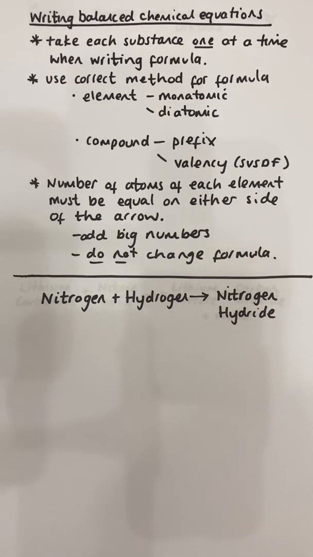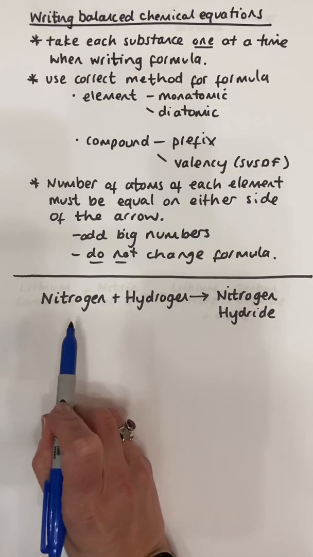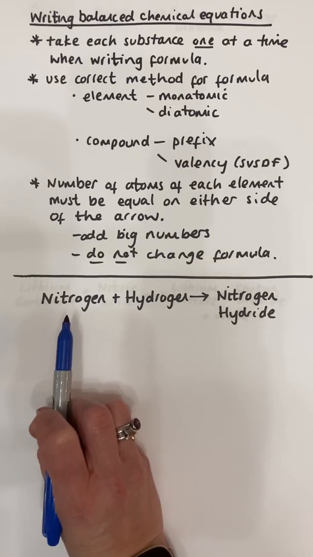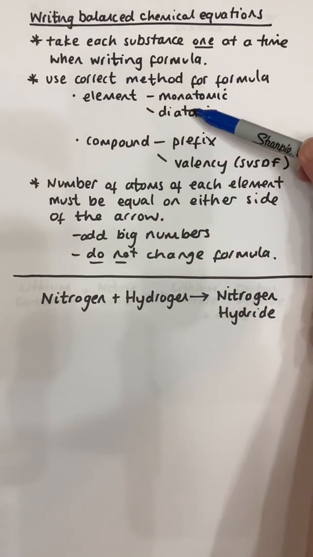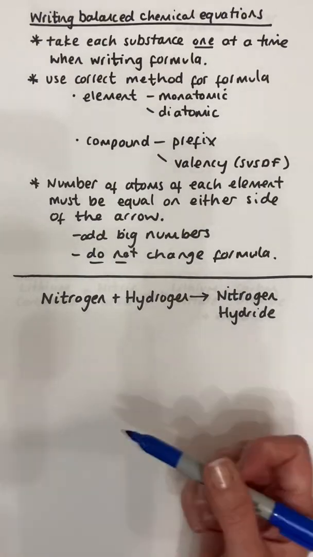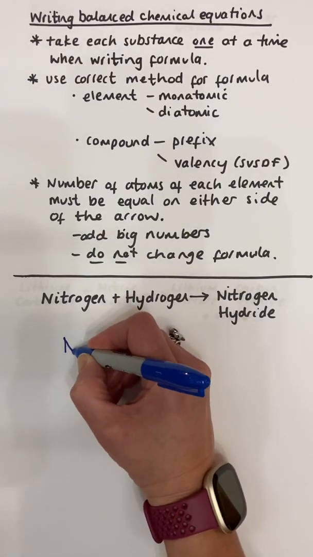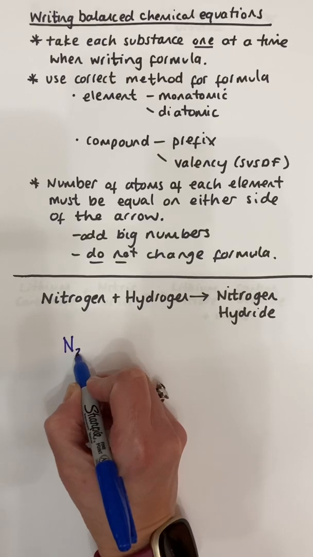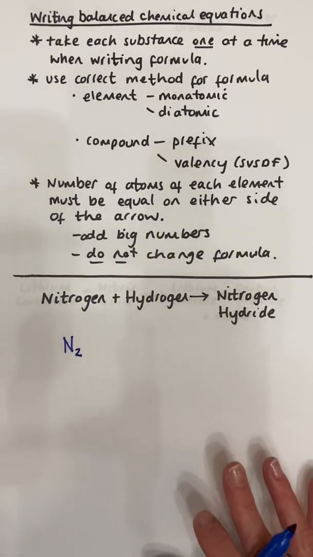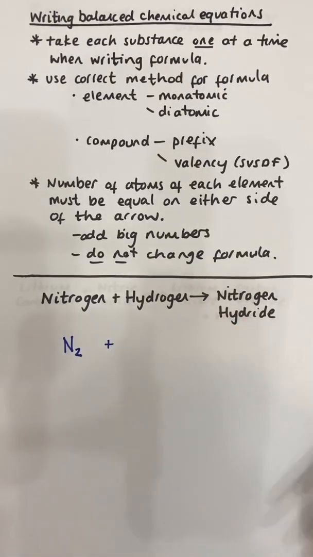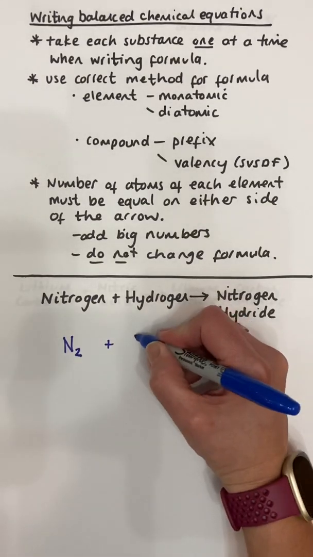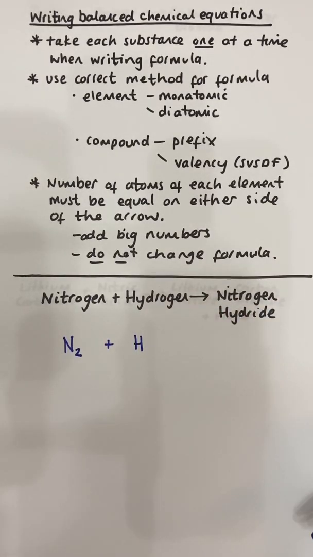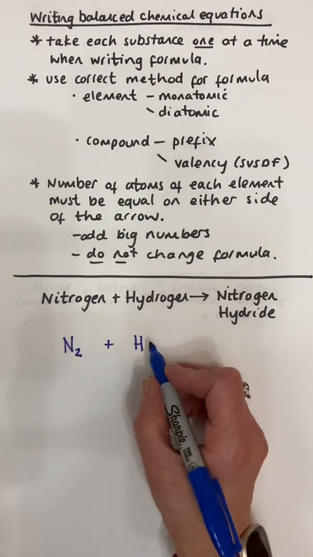So firstly, if we consider nitrogen, nitrogen is an element. And if it's an element, then what I have to ask myself is, is it monatomic or diatomic? So I put my symbol for nitrogen down, which is N. It is one of the special 7, it's one of the diatomic elements. Therefore, I put a subscript 2, and that's it. Hydrogen, again, hydrogen is an element. So I put my symbol for hydrogen down, and I ask myself the question, is it diatomic? Again, it is one of the special 7, diatomic, so I put a 2.